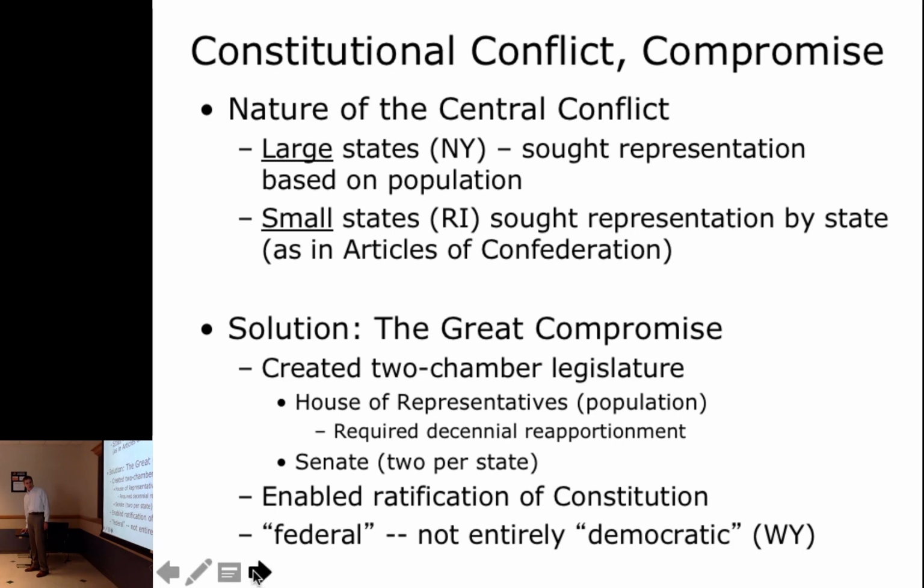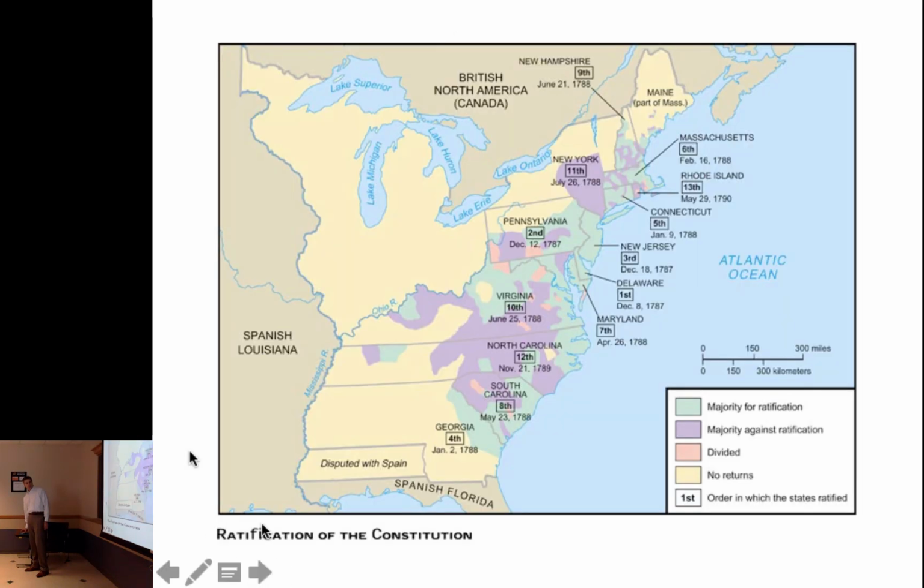So here's another map similar to what you've looked at. This is the ratification of the Constitution of 1787. And it gives you a little bit on the dates of these, the dates when the states passed it or ratified it.